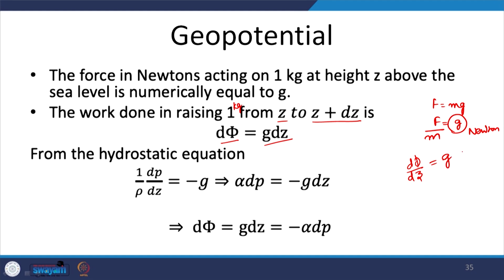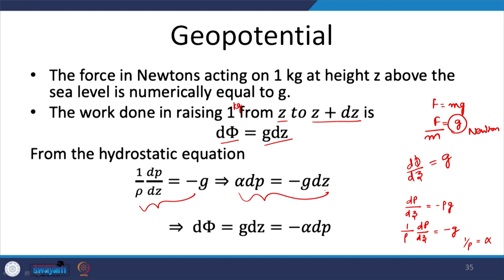We know from the hydrostatic equation, what is the hydrostatic equation? dP over dz is minus rho g, or 1 by rho dP over dz equals minus g, right. This is what we have written here. So, from the hydrostatic equation, 1 by rho dP by dz equals minus g. That means alpha dP equals minus g dz, because 1 by rho is written as alpha, the specific volume, right. So, this is the hydrostatic equation, and as a consequence, this is rearranged to be this.